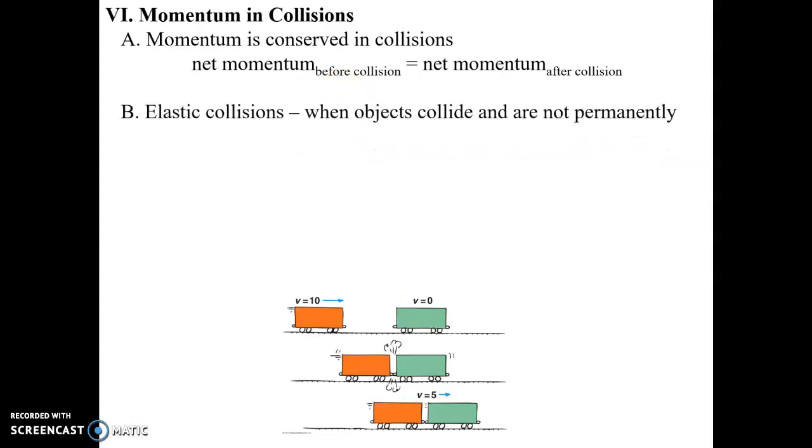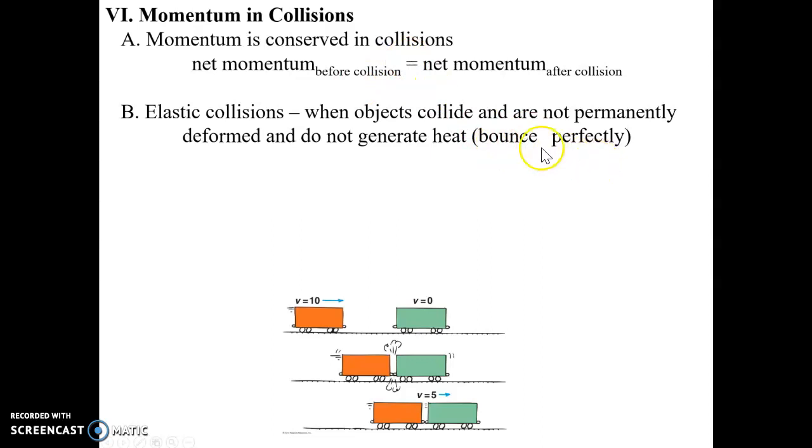Now, elastic collisions are when objects collide and they do not change shape or become permanently deformed. Okay, that sounds bad, but anyhow, they don't change the shape of the object and they do not generate heat. In other words, we would say that they bounce perfectly, completely perfectly, without changing shape and without generating heat. Now, most things, if they collide, are going to do one or the other. Okay, in fact, maybe both. All right.